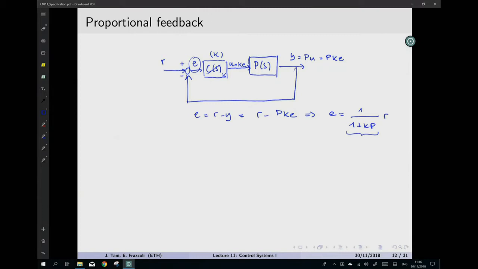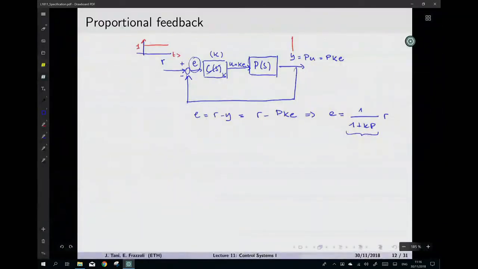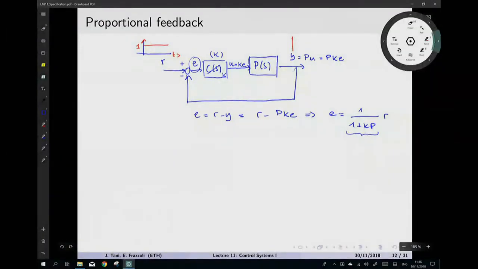So this is the transfer function between the reference signal and the tracking error. Well, if we want to imagine, suppose that we have a reference signal that is, for some reason, a constant value that we want our system to track, okay? So as time increases, R is just a constant value, a 1, for example. Well, then what is the Y? How's the Y gonna look like at steady state?